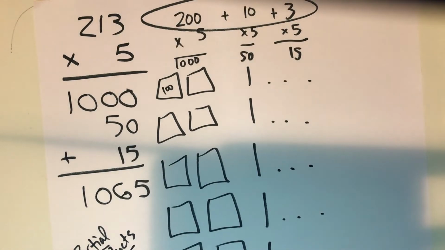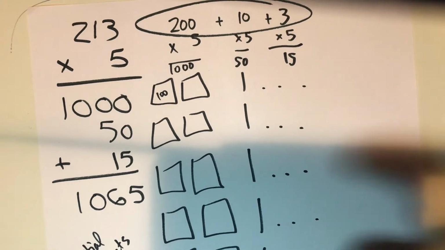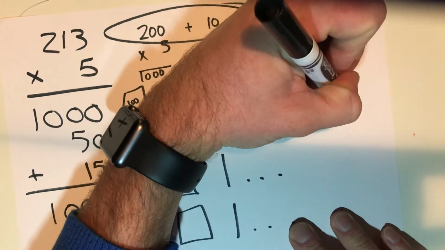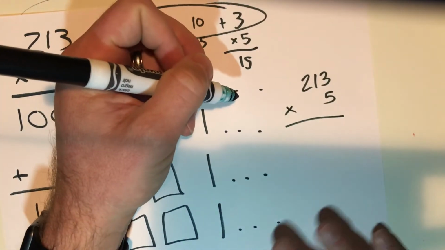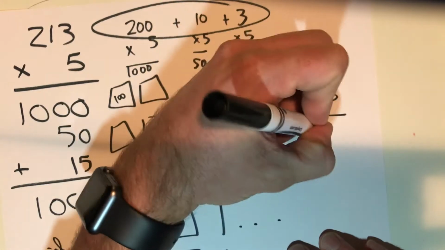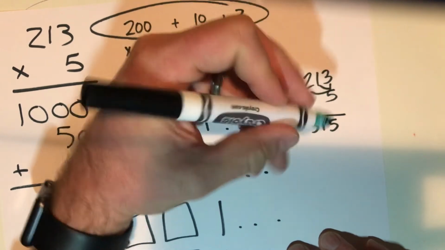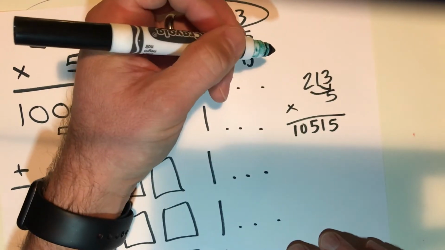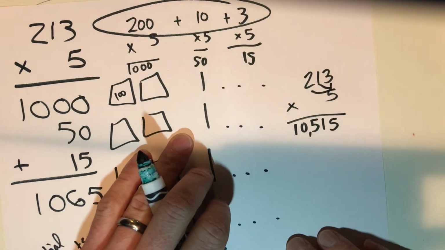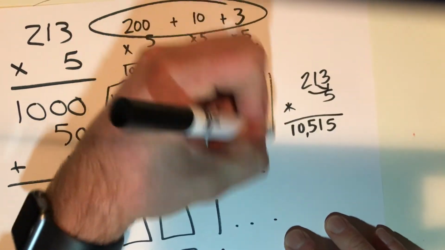It's pretty easy. So the next thing we want to do is establish some reasonableness. What makes sense for an answer? And I've seen a lot of kids do something like this, 213 times 5. And this is totally normal. It's a great learning opportunity. They'll do 3 times 5 is 15. They'll do 5 times 1 is 5. And they'll do 5 times 2 is 10. And there you go, 10,515.